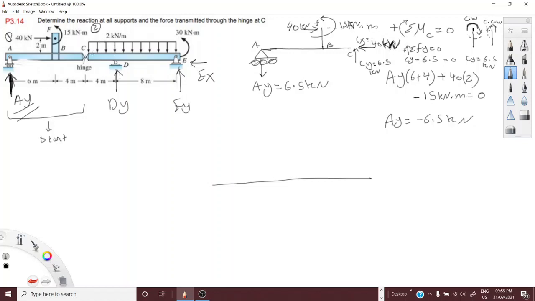The uniform load is 2 times 8 plus 4, which is 12. 2 times 12 is equal to 24, so 24 will be in the middle. Since it is a rectangle, from C it will be 6 meter, here is 6 meter, and here also is 6 meter.